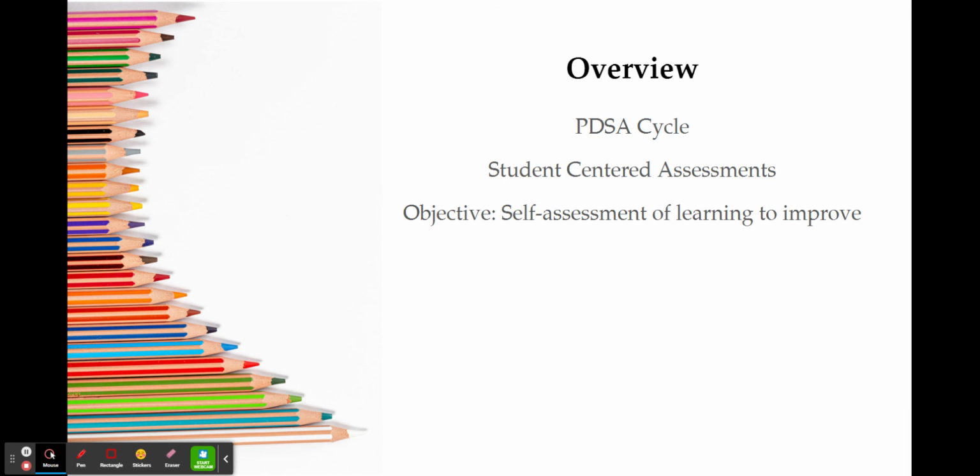The PDSA cycle is put into place when trying new strategies in the classroom. It allows for constant assessment of successes and analyzing of data to improve teaching. Student-centered assessments allow for students to act in the best interest of their individual learning and improve their knowledge of their own learning process.